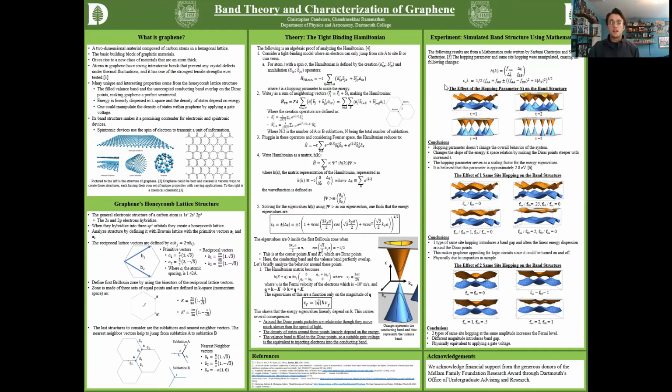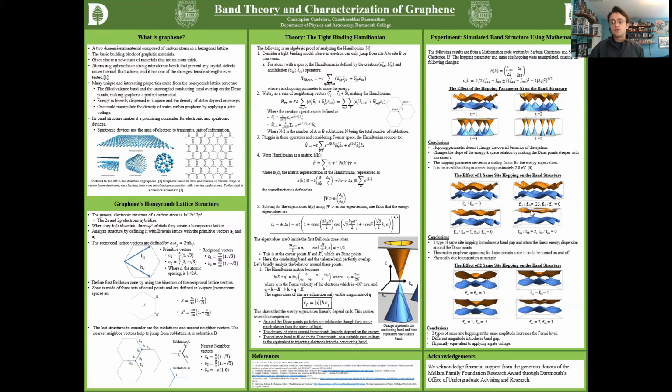The first parameter we change is the hopping parameter. This parameter changes the overall slope of the linear dependence, as you can see here, where it gets steeper with greater t. Therefore, it acts as a sort of gauge or scaling factor to ensure that the theoretical equations match the experimental measurements. And it's believed that the hopping parameter is about 2.8 electron volts, though that's only an approximation.